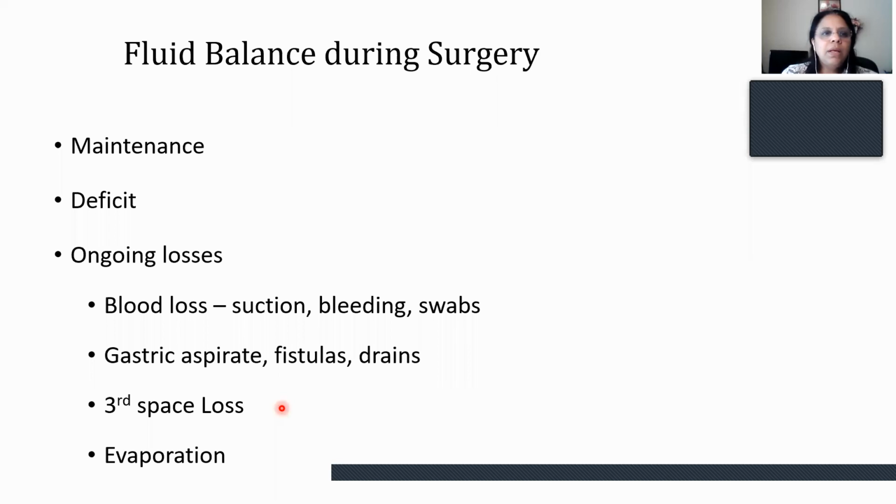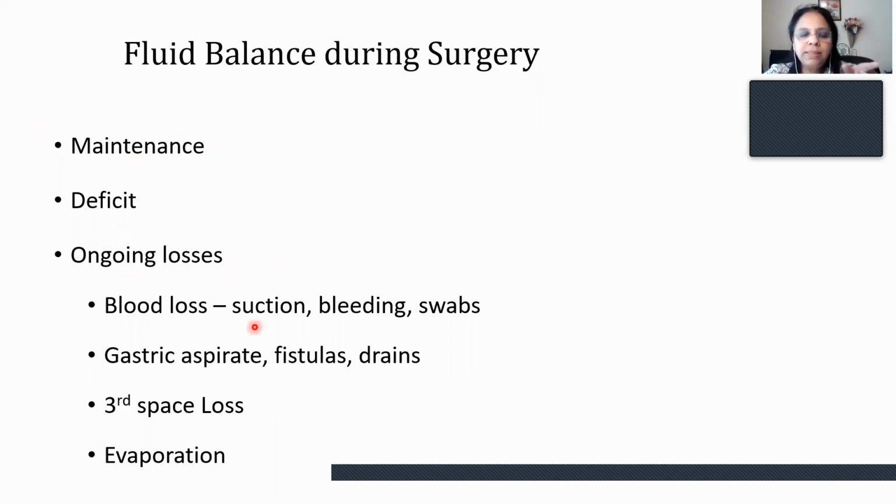Now I'm going to turn to a different angle, which is the fluid balance during surgery. How are you going to get the fluid balance during surgery? Obviously, we need to see the maintenance of the fluid, and then the deficit. The patient can come with a deficit, say if the patient has had an intestinal obstruction, or dehydration, or a trauma and bled. And then we all know the patient needs the maintenance according to their weight.